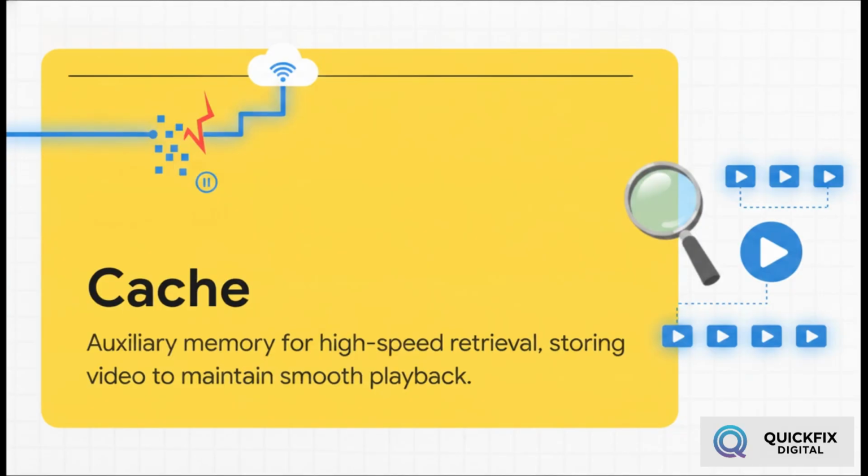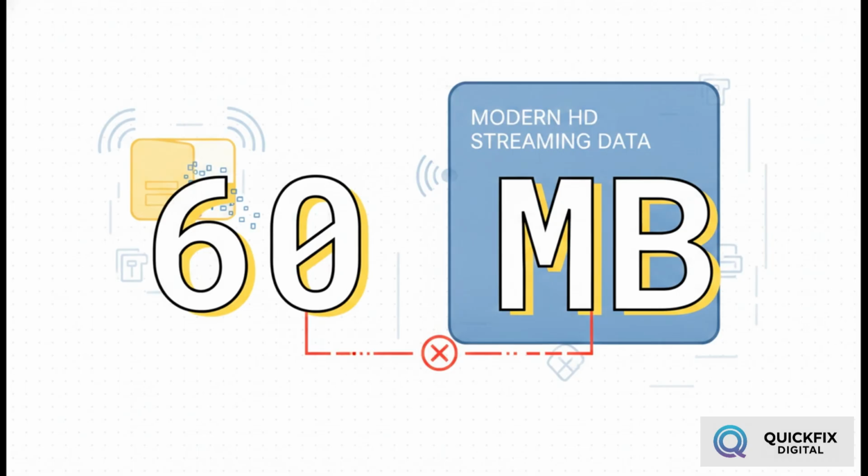If your internet connection suddenly drops or just slows down for a few seconds, your video keeps playing perfectly smoothly because it's reading from that local cache instead of the live internet feed. But here is exactly where the standard setups fall flat on their face. 60 megabytes. By default, Kodi is hard-coded to allocate only 60 megabytes of your device's RAM for caching.